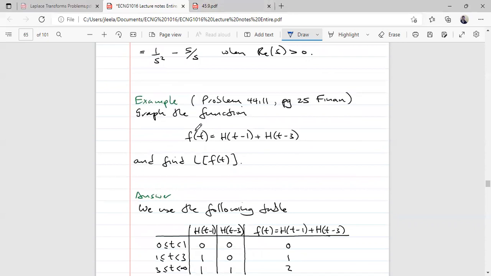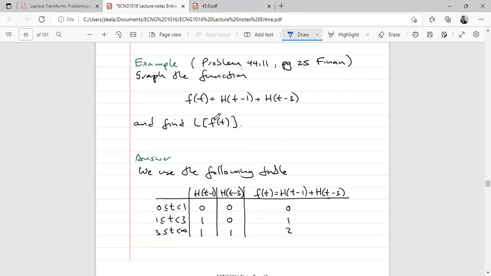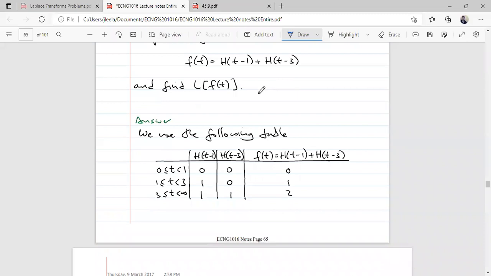Problem 44.11, page 25 in the finance. f of t is H at t minus 1 plus H at t minus 3. So the Heaviside here plus another Heaviside. To answer this question, you want to find the Laplace of f of t. So we know that H at t minus 1, when t is between 0 and 1, this Heaviside here will be 0. And anything beyond 1, this will be 1.